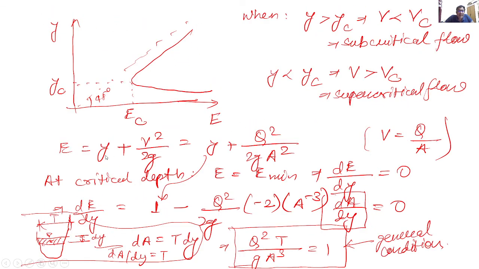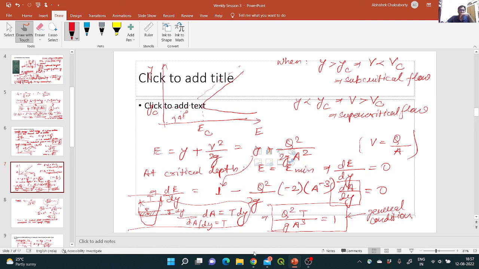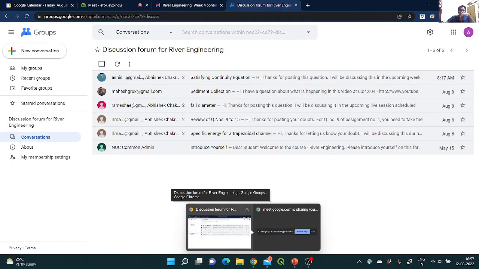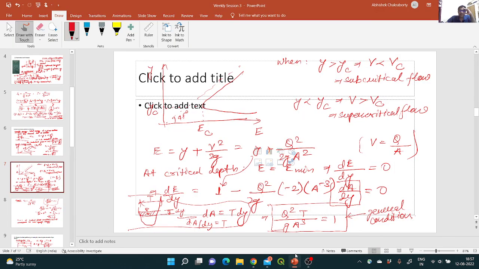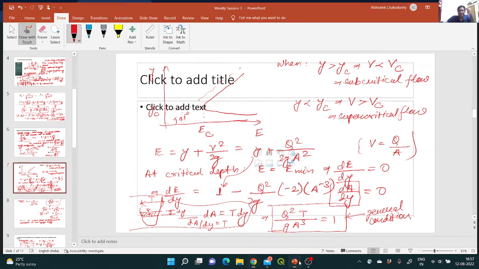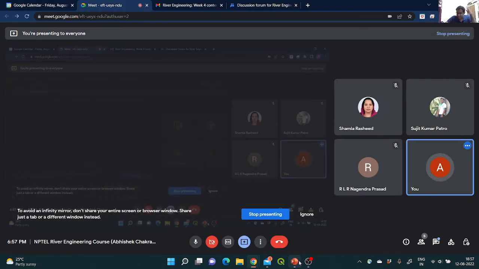Yeah. So one doubt may be: why are we not considering the second derivative? We all know that for a minimum, the first derivative happens to be zero, but the second derivative should also be positive. Why didn't we check that? Any opinion? Any opinion on that? Why didn't we check d2E by dy square also? Please feel free to share your opinions.